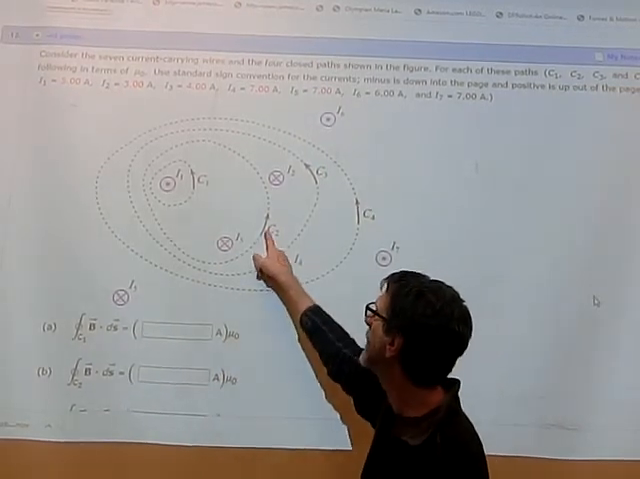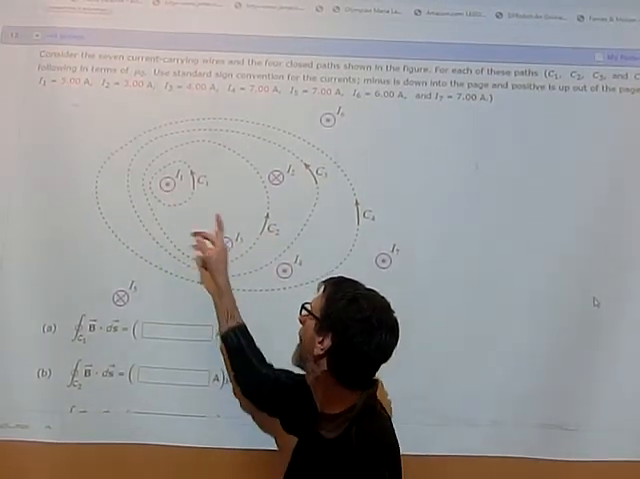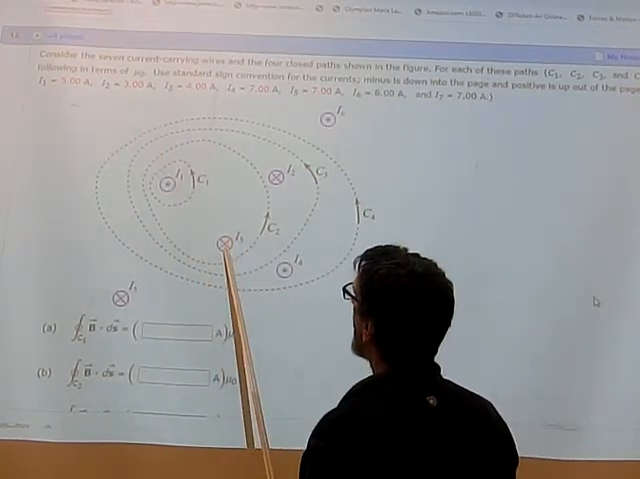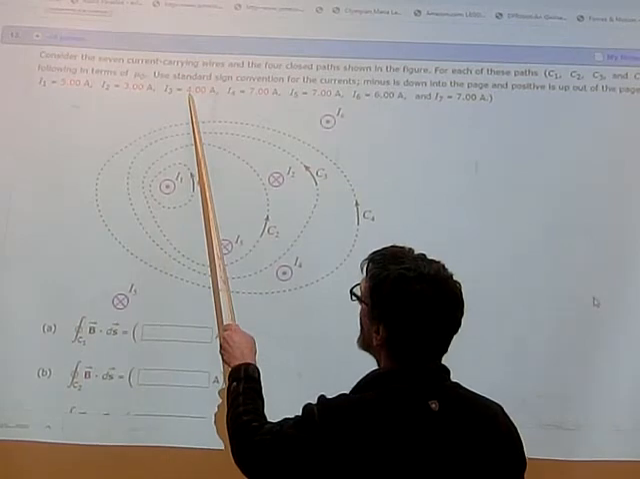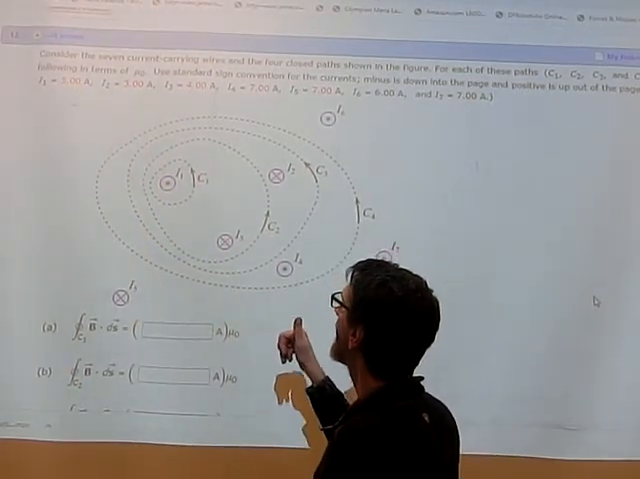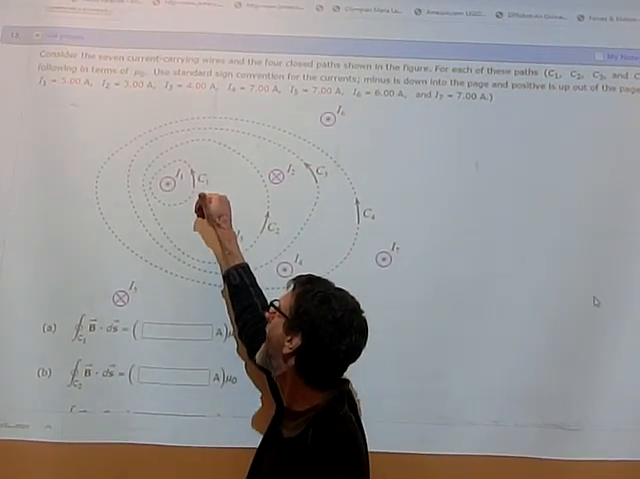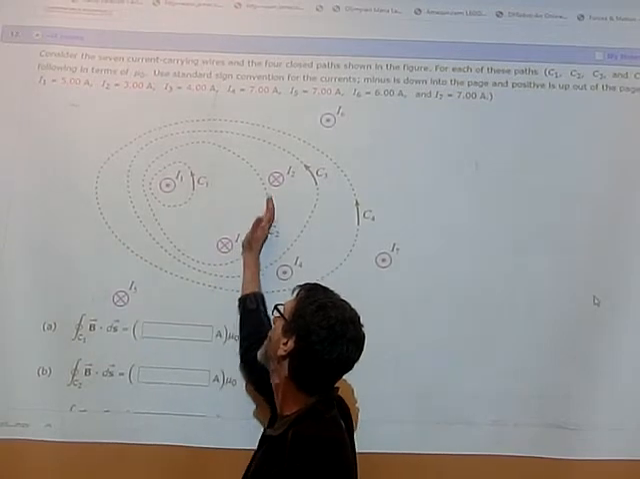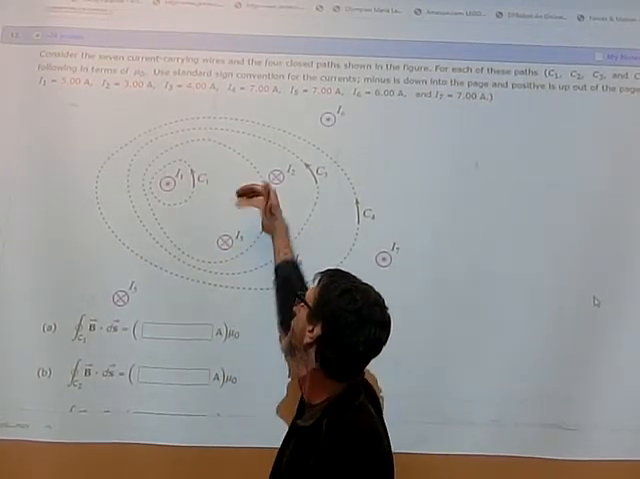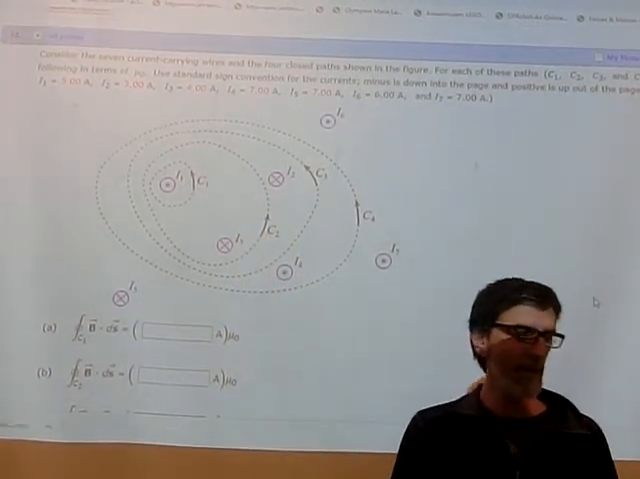If you look at loop 2, I have one wire in and one wire out inside loop 2. So you can see I3 is in, that's 4 amps in, and you have 5 amps coming out. So that's a net of 1 current out, or 1 amp out. So if you point your thumb out in the direction of the net current, curl your fingers in that direction around that current, you'll see your fingers curled the same way as C2. So this would just be 1 amp for me.